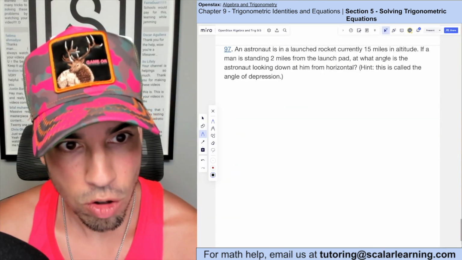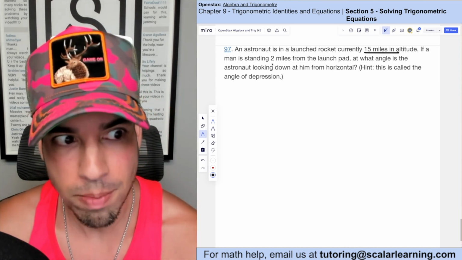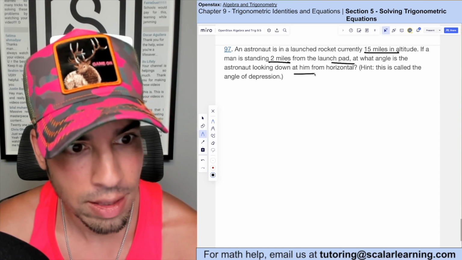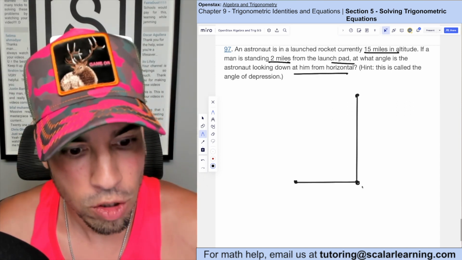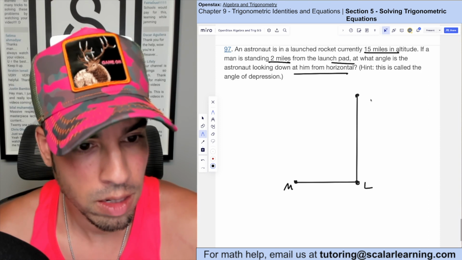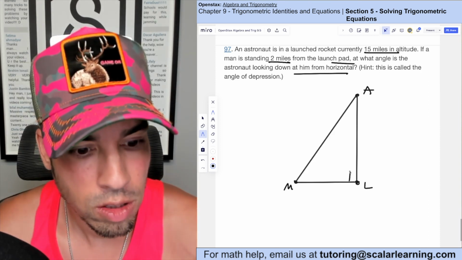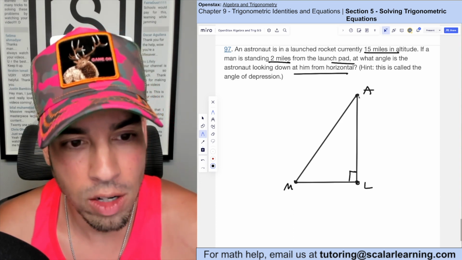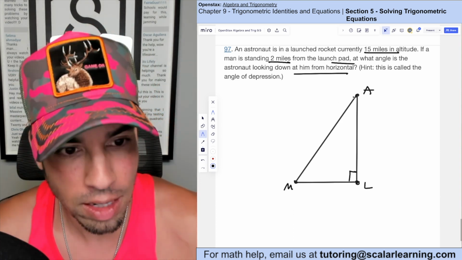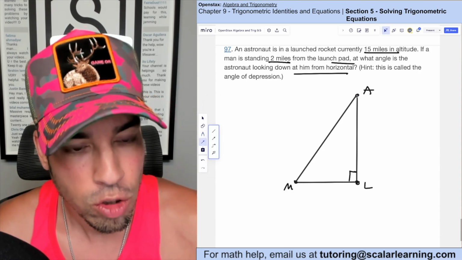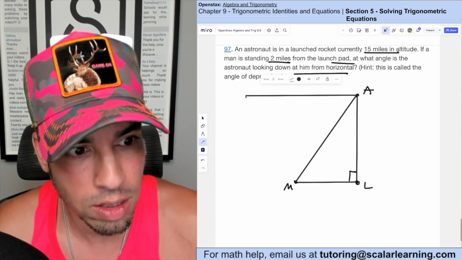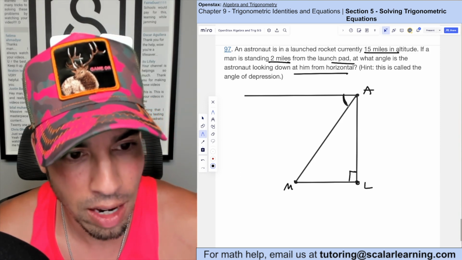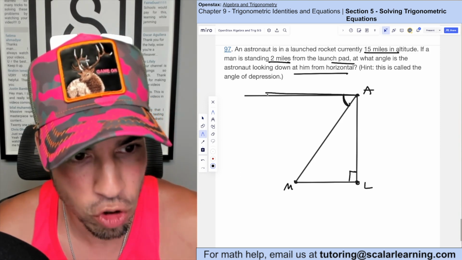An astronaut is in a launch rocket currently 15 miles in altitude. If a man is standing 2 miles from the launch pad, at what angle is the astronaut looking down at him from horizontal? So here's our launch pad. We can say here's the man standing and here's the astronaut. And now this is, of course, a nice little right triangle. So what they're asking is what angle is the astronaut looking down at the man? They're talking about an angle of depression. To calculate this, we extend out an imaginary line like this, and the angle of depression is this angle, looking down from straight across, right?